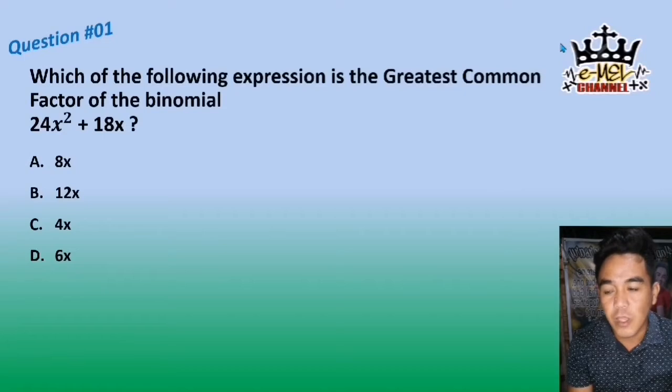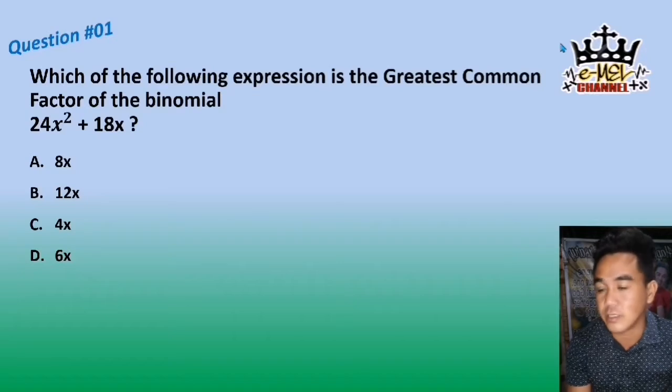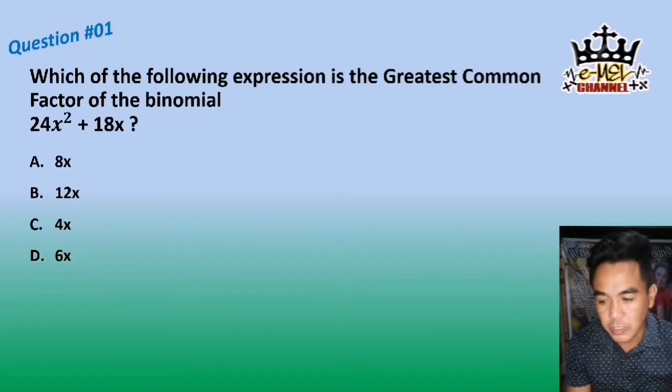Question number 1. Which of the following expressions is the greatest common factor of the binomial 24x squared plus 18x? Now here's the solution.